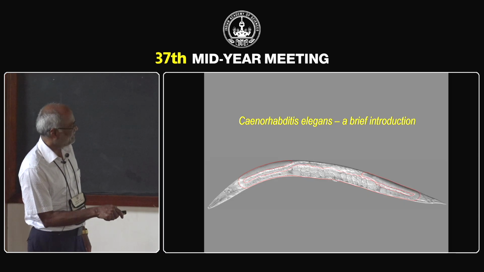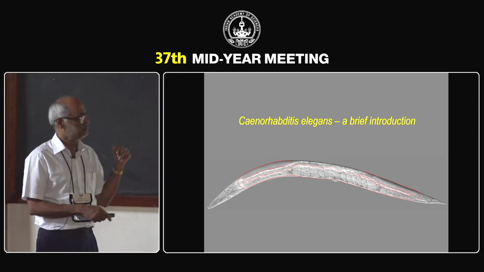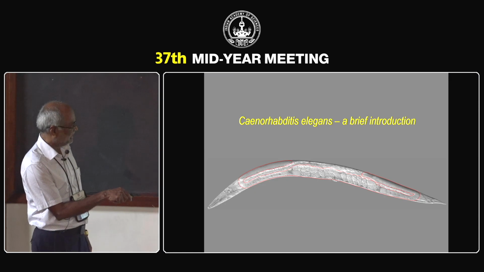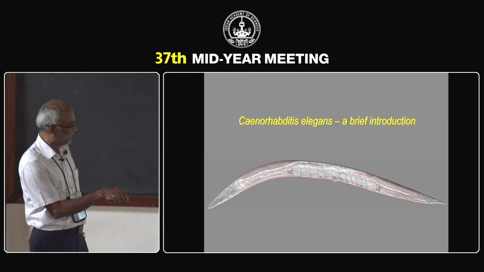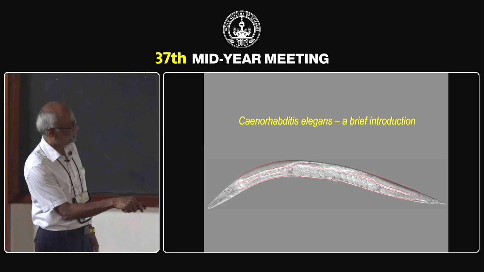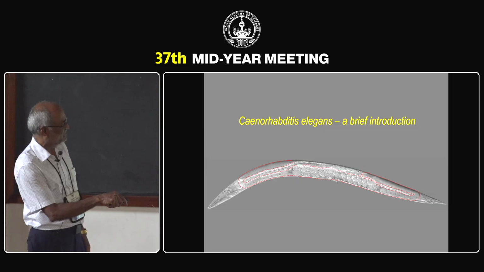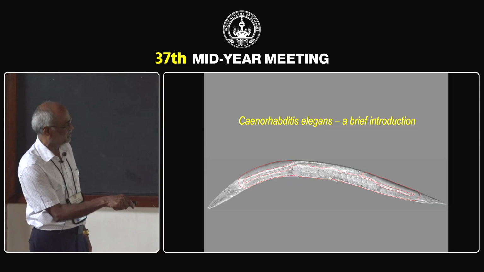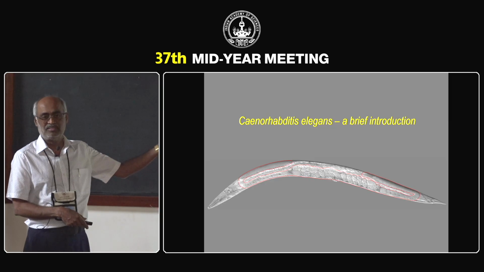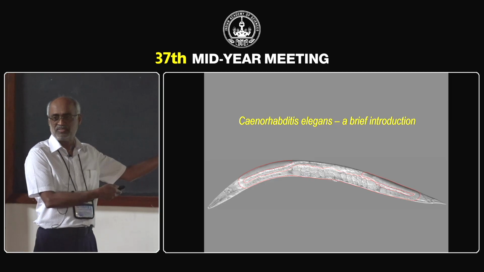What's highlighted here is the gonad. This is where the mitotically proliferating germ cells, as they differentiate and mature as gametes, progress in this direction. These are the oocytes and these are the embryos. You have two gonadal arms. From both sides you have oocytes coming, and then here you have the embryos. I'm able to show all of this because the cuticle of the worm is transparent. You can see through it.